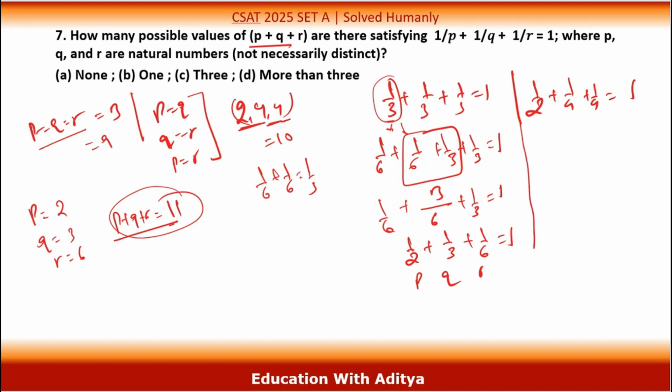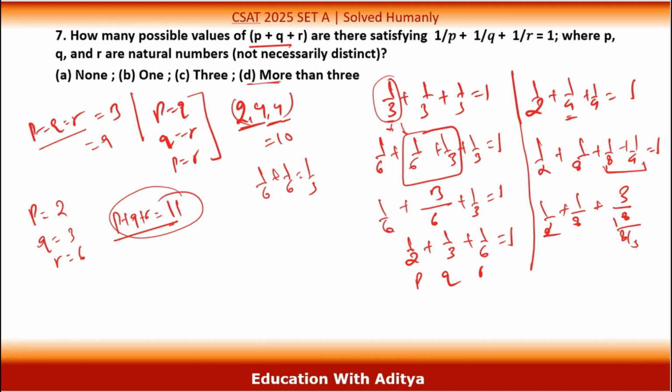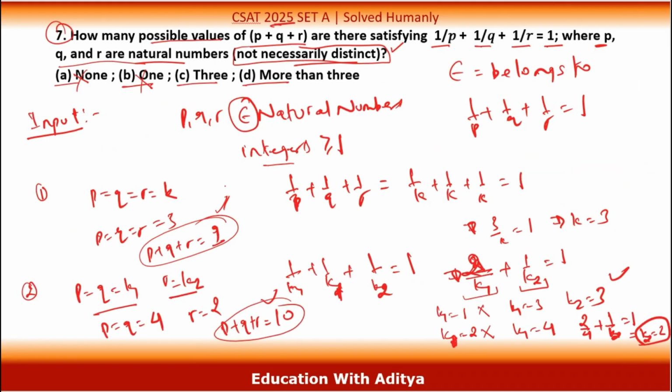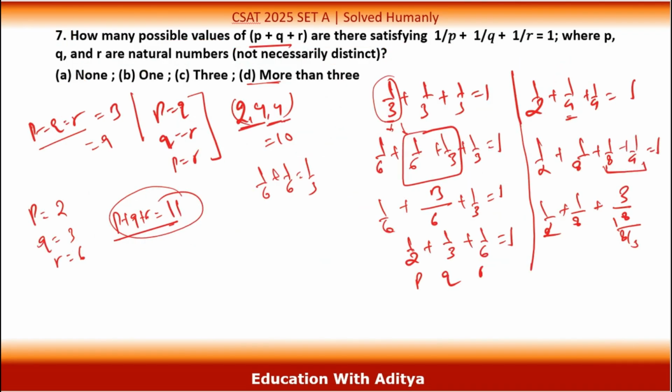If I try to do the same thing on this side, let's say the option says there are more than three possibilities. So 1 by 2 plus 1 by 8 plus 1 by 8 plus 1 by 4 is equal to 1. If I try to sum these two, let's try that. So what will it come out to be? 3 upon 8. So this 1 by 8 plus 1 by 2, this will come out to be 8 by 3. What is given to us? Integer. All of them are integers greater than 1. So this cannot be possible.